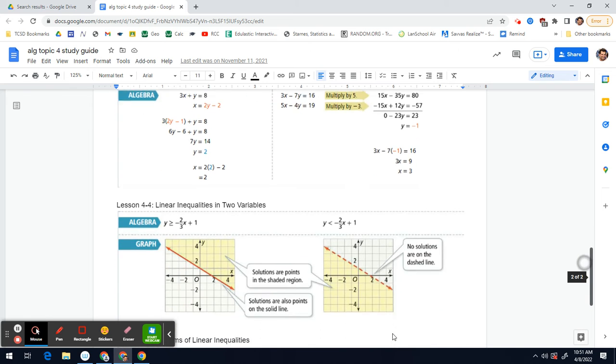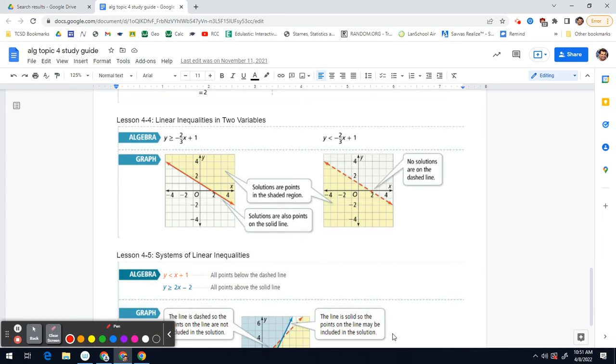Linear inequalities in two variables. Again, you might see this, so let's just talk about what the inequality symbols mean. So remember, there are two parts of an inequality. First thing is the symbol. Is it an equal to or is it a not equal to? If it's equal to, that means your line is solid. If it's not equal to, that means your line is dashed or dotted, right?